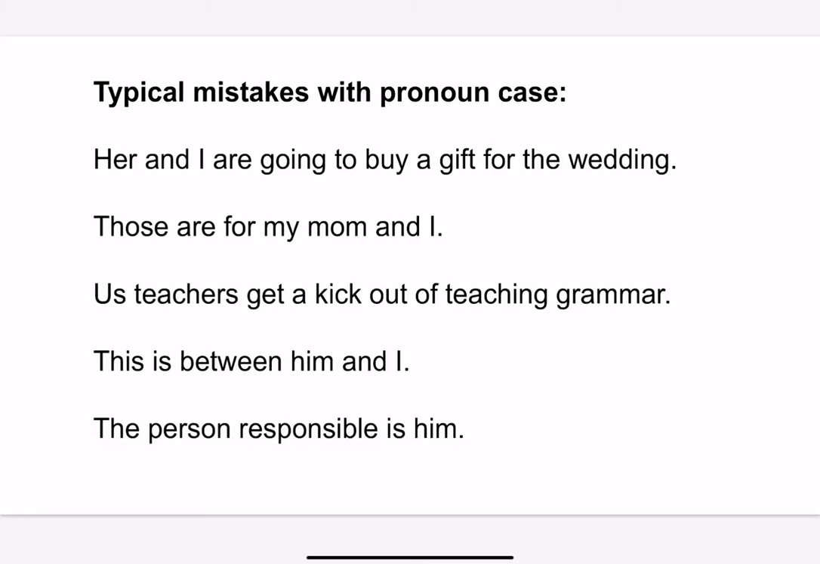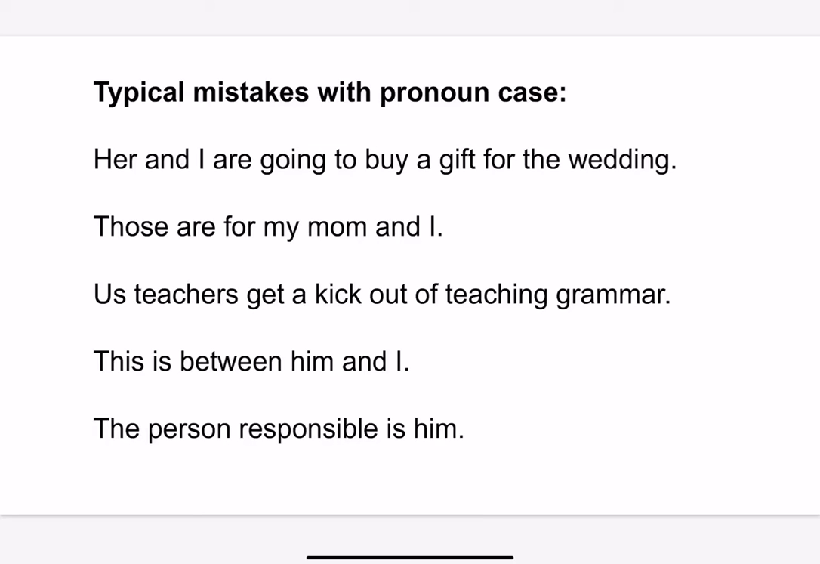Next, "Us teachers get a kick out of teaching grammar." Well, that's supposed to be "We teachers get a kick out of teaching grammar." If you take out the word teachers, it makes it pretty obvious that you're supposed to say "we get a kick out of teaching grammar," not "us get a kick." So a lot of times, in order to figure out the right pronoun to choose, just take out that extra word. Now, when you use the word between, you're supposed to use "him and me." You're supposed to use the objective case. A lot of times people say "between him and I," and that's not correct.